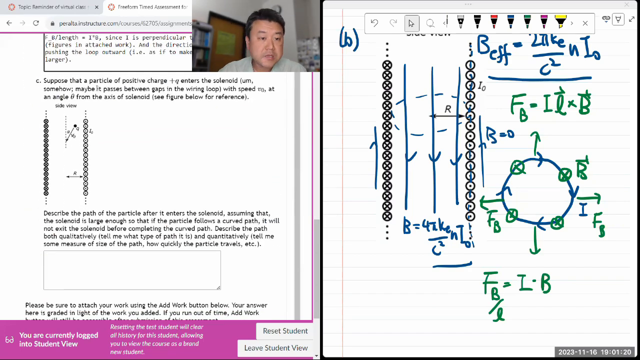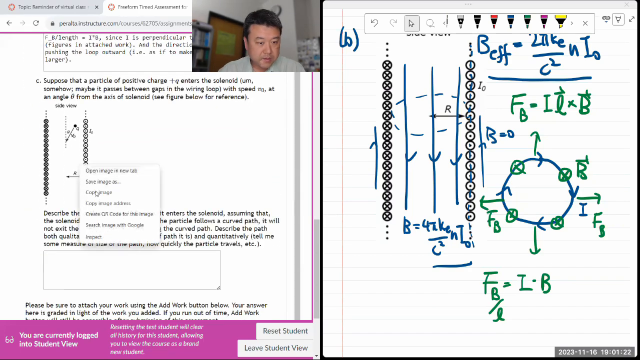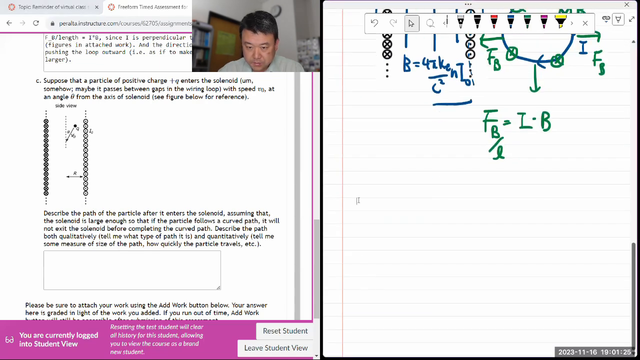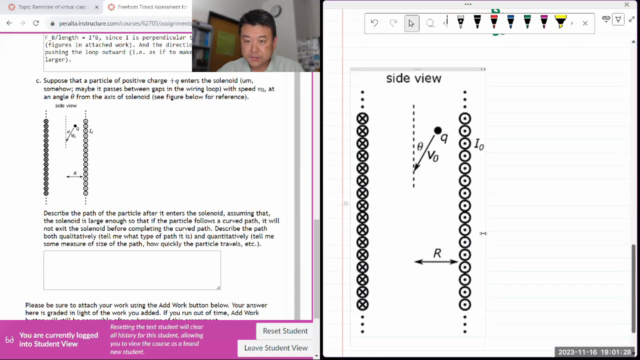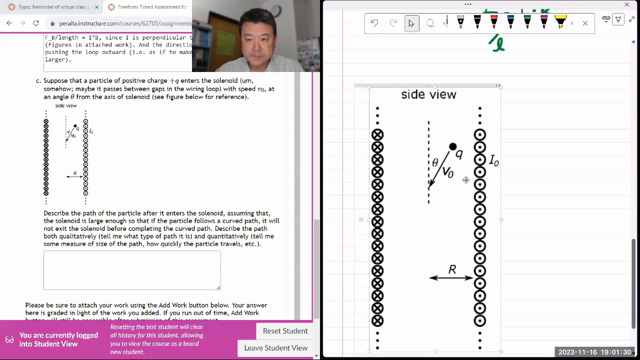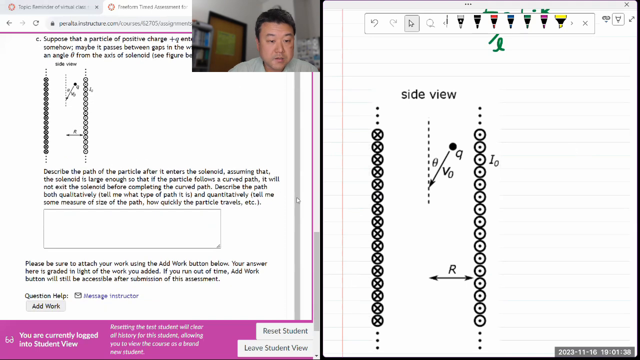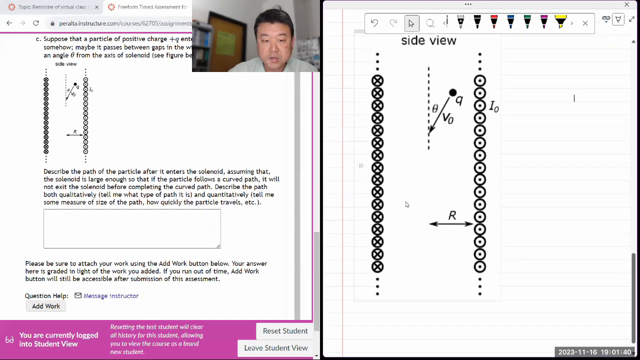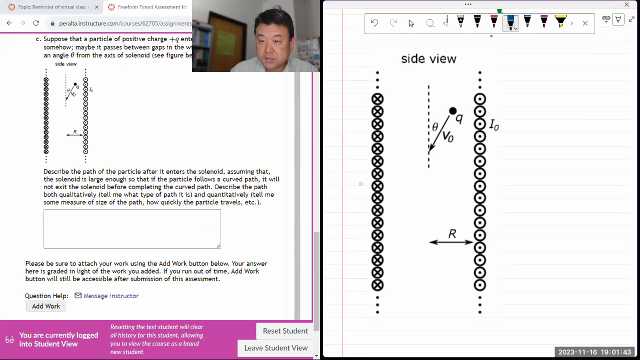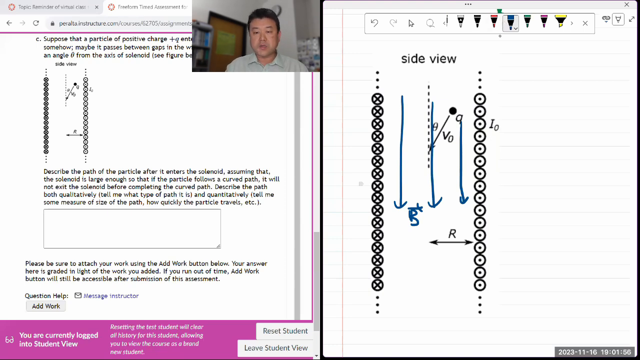Okay, part C. Suppose that particle... Okay, can I just copy image? Oh wow, yeah, it worked. Okay, so I have that, and let's see. Enters the solenoid, somehow it passes, V0. Describe the path of the particle after it enters the solenoid. Okay, let's just start with the magnetic field direction that we already know. And the Q is positive. So let's just start by working out V cross B.